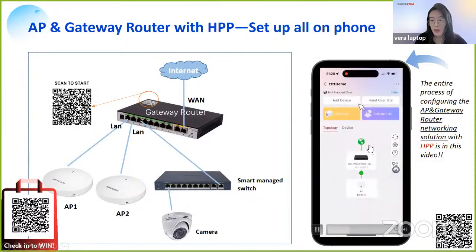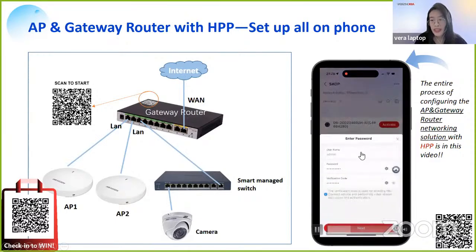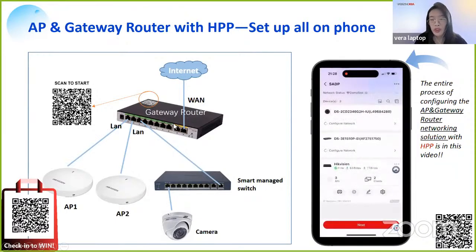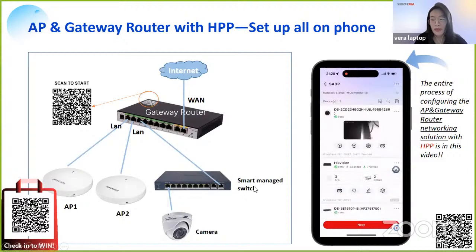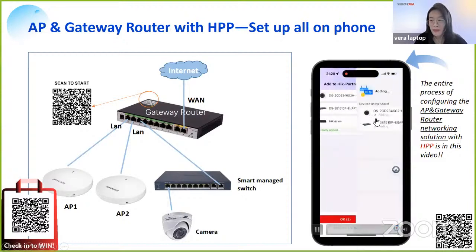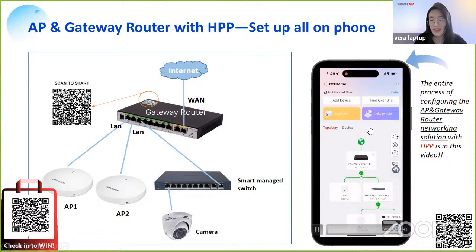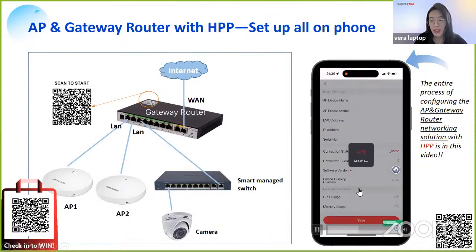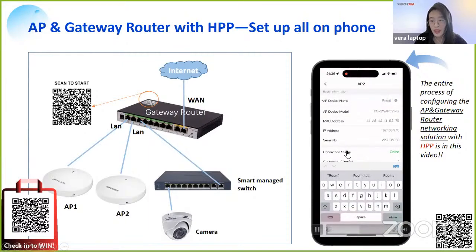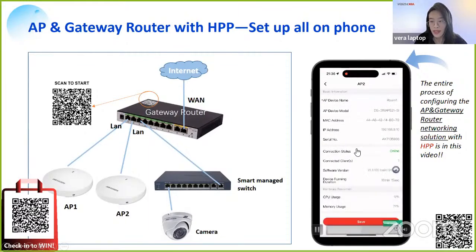And then the mobile phone will remind you to join the Wi-Fi submitted from the AP. Because in the same network, we can use the SCDP function, using the HPP to scan the devices in the same network, and we will find it generates the topology of the whole system.